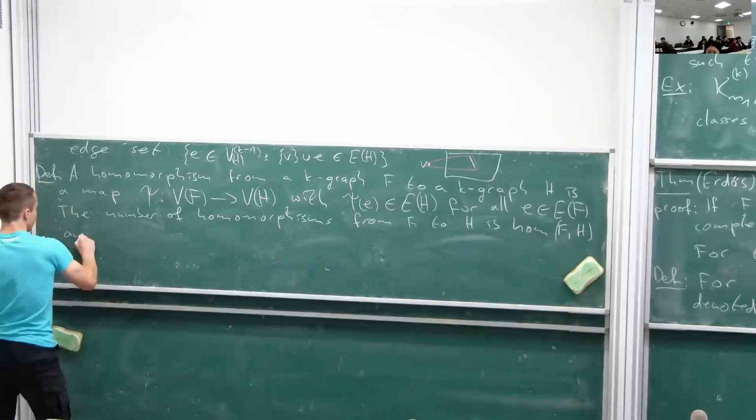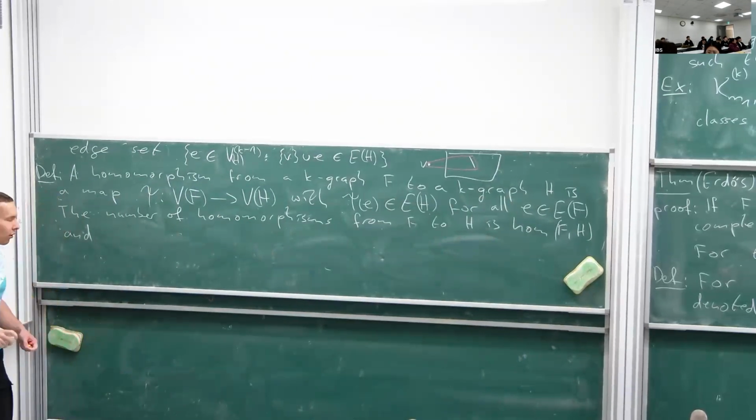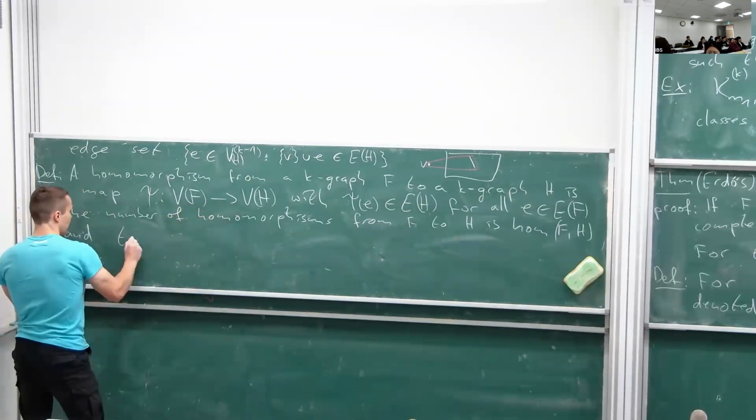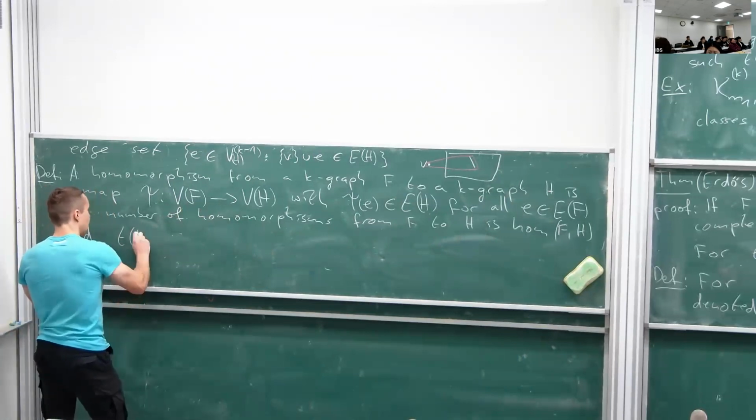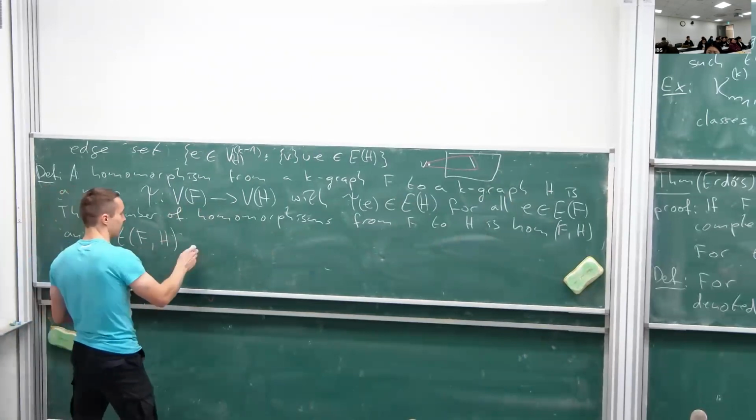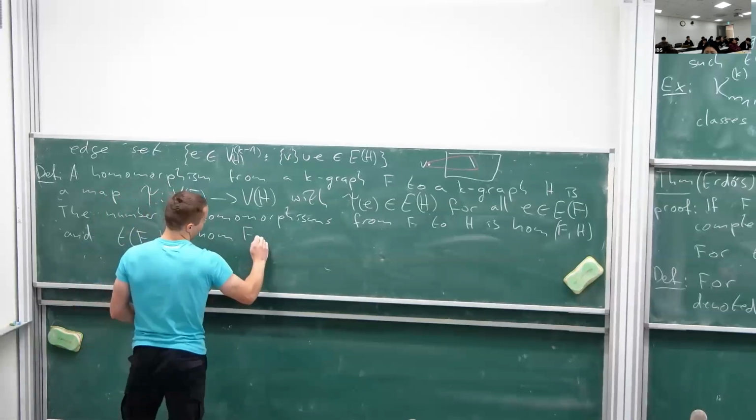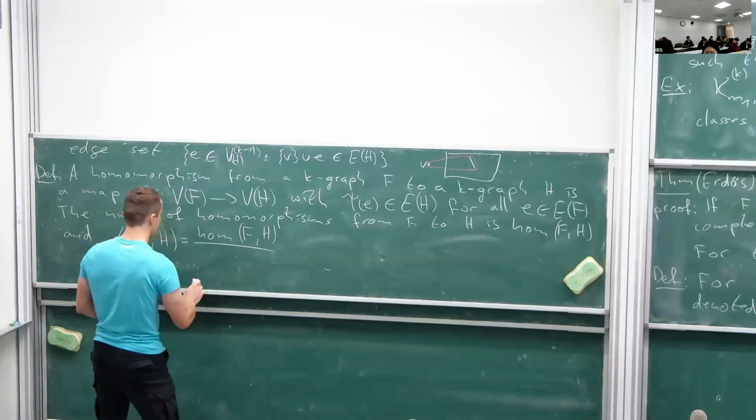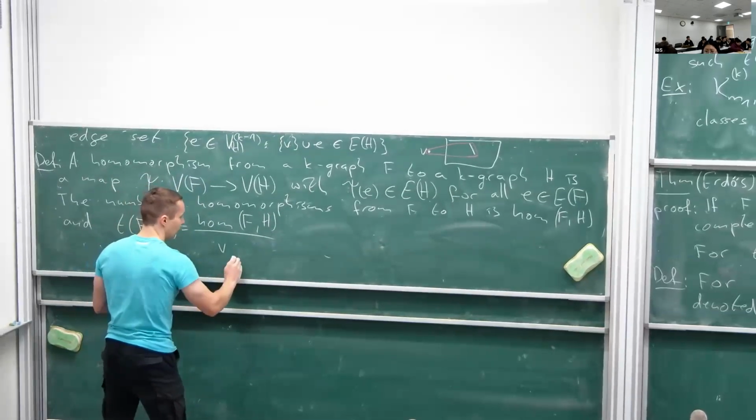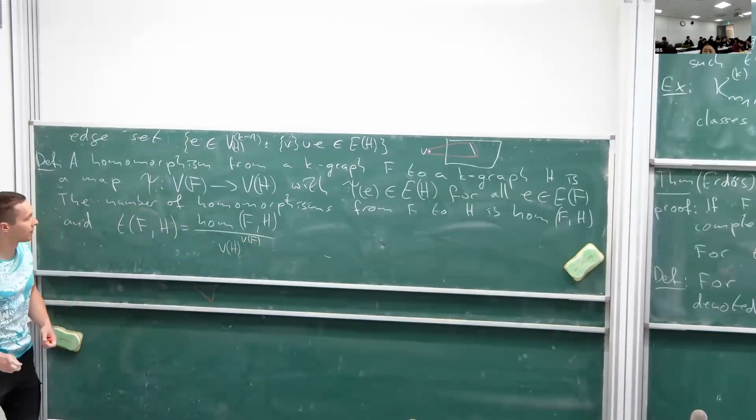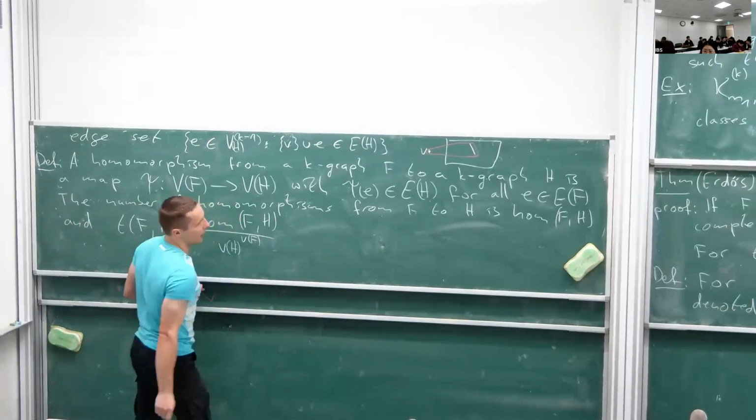And then we also care for the homomorphism density. So that's just the number of homomorphisms divided by all possible maps from F to H. So t(F,H), the homomorphism density, is hom(F,H) divided by |V(H)| to the power |V(F)|. Okay.